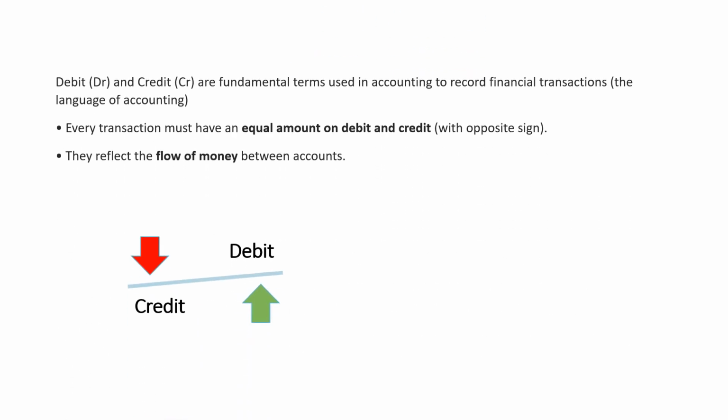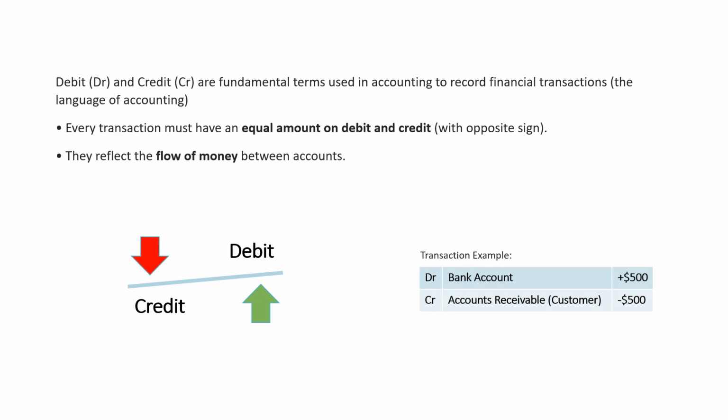Debit and credit, often abbreviated as debit DR and credit CR, are foundational terms in the language of accounting. They serve as a backbone for recording financial transactions accurately. At its core, debit and credit represent the flow of money in and out of accounts. These terms act as a language accountants use to describe the movement of funds within the organization's financial system.